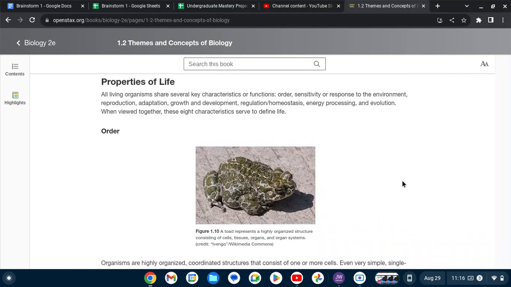Properties of life. All living organisms share several key characteristics or functions: order, sensitivity or response to the environment, reproduction, adaptation, growth and development, regulation and homeostasis, energy processing, and evolution. When viewed together, these eight characteristics serve to define life.